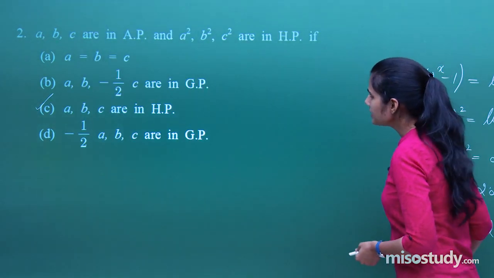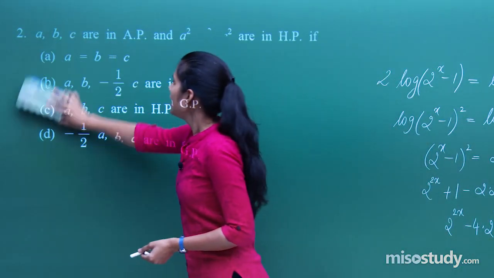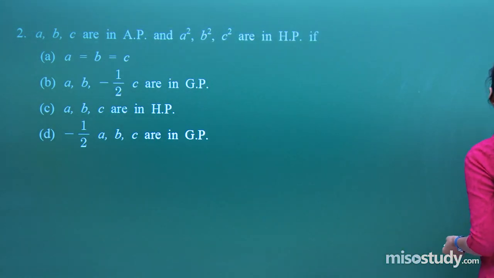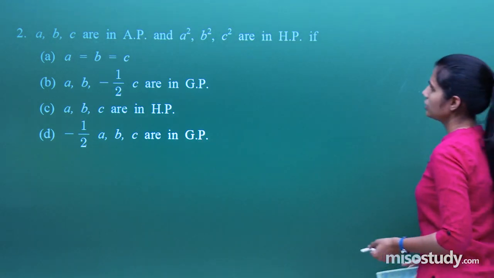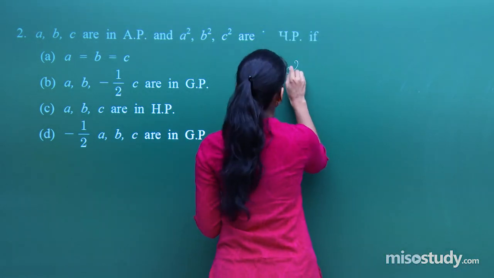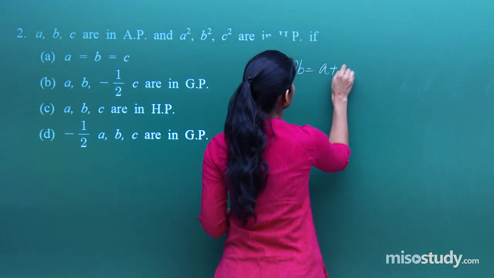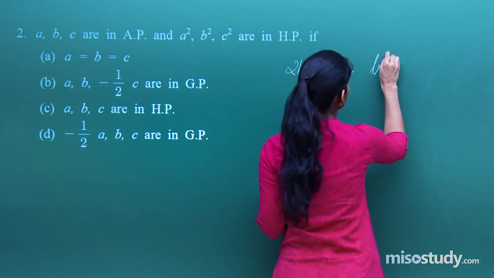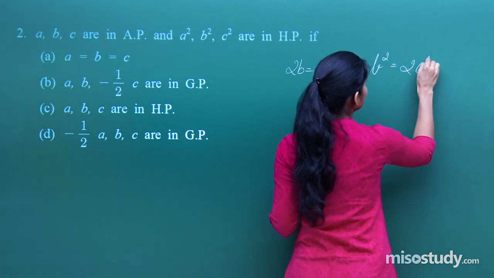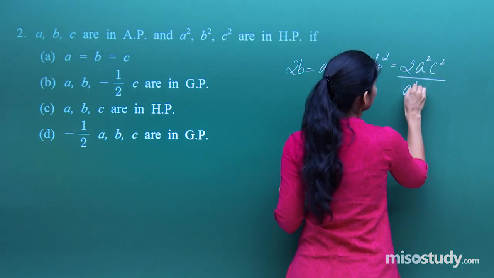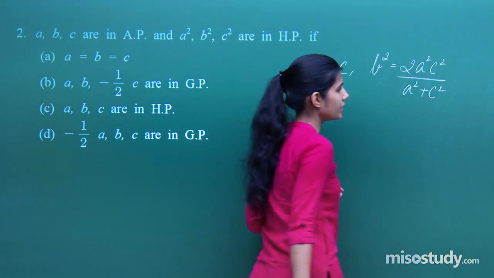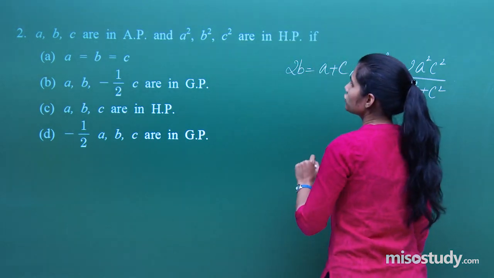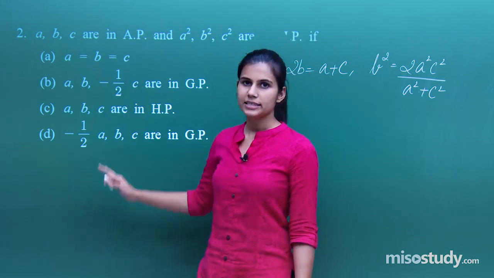Next question says what? It says that a, b, c are in AP and a square, b square, c square are in HP. So, a, b, c are in AP means that twice of b equals a plus c, and a square, b square, c square are in HP means that b square equals twice of a square c square upon a square plus c square. Clear? Now, it says that if they are in HP, then what is the condition between a, b, c which they are going to follow?